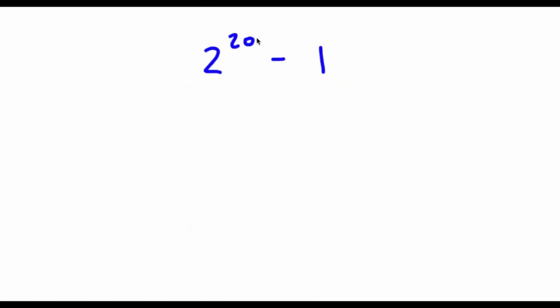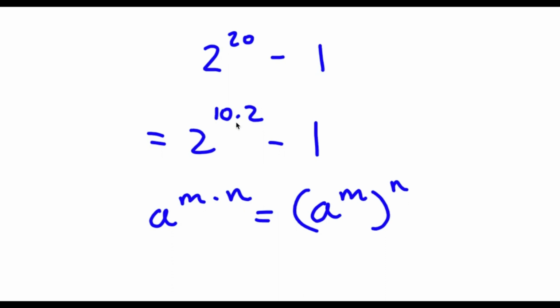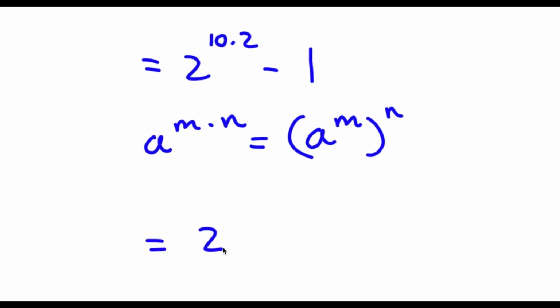Alright, so I have 2 to the power of 20 minus 1. Now 20 here, we can rewrite as 10 times 2. So now I have 2 to the power of 10 times 2 minus 1. Now if I have something in the form a to the power of m times n, this is the same thing as a to the power of m to the power of n. So 2 to the power of 10 times 2 is going to equal 2 to the power of 10 to the power of 2. Now I have this minus 1.